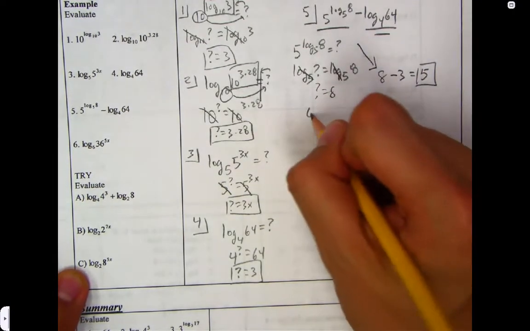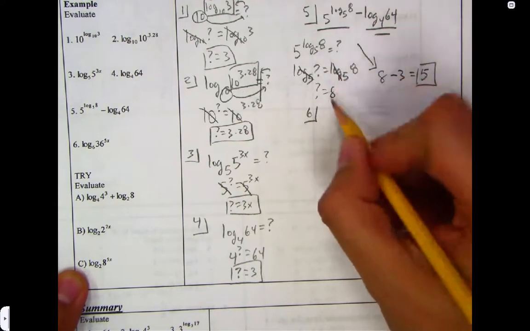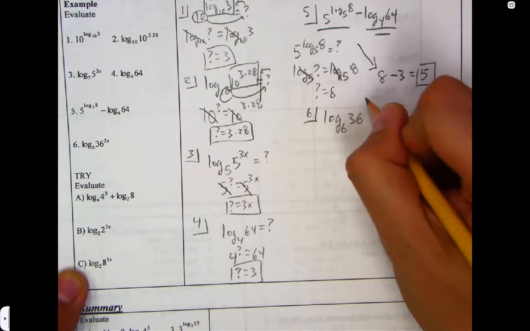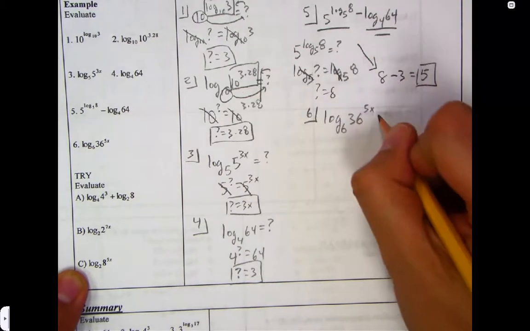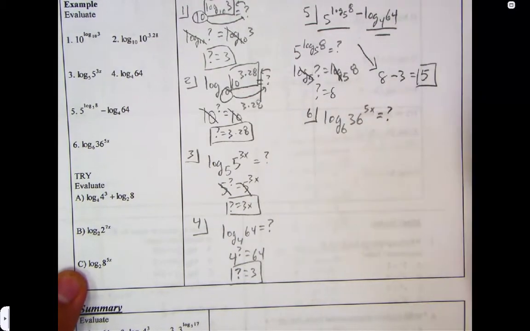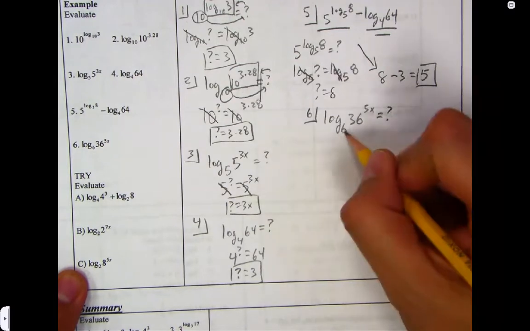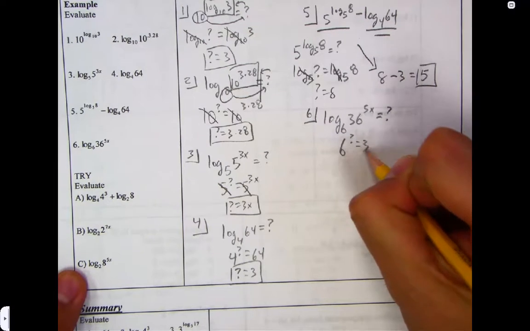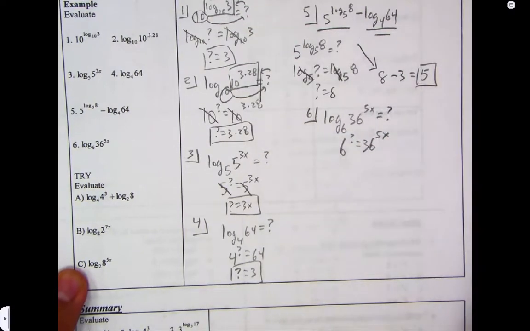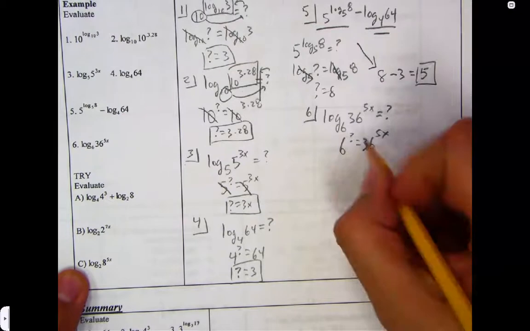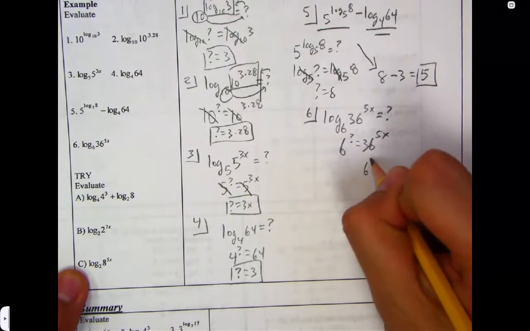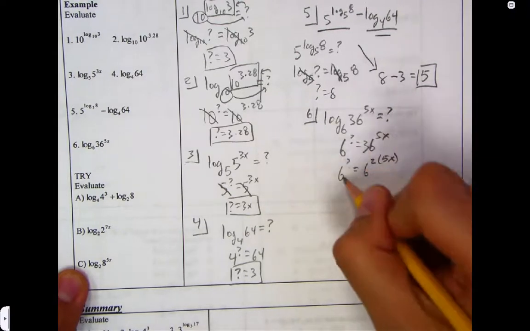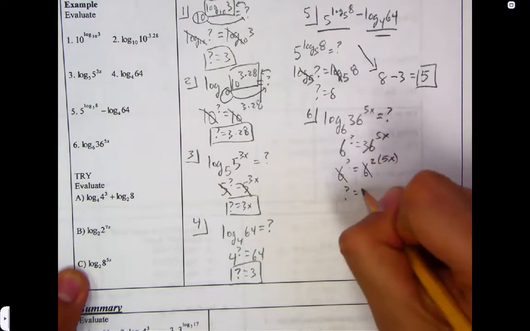And the last one, question 6, log base 6 of 36 to the 5x. And we're evaluating, so it equals something. This is in log form. I'm going to go ahead and put it in exponential form. 6 to the question mark is equal to 36 to the 5x. Now I want to try to get them the same base. So the 36 turns into 6 squared. The 6 is crossed out. Question mark is equal to 10x.